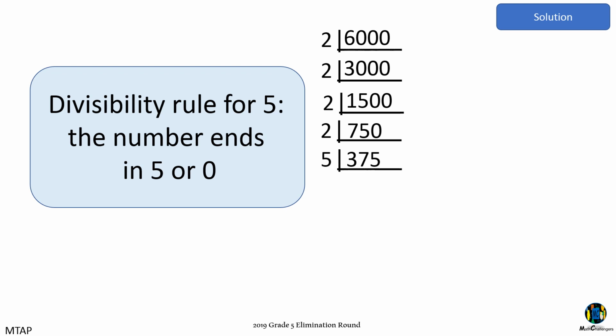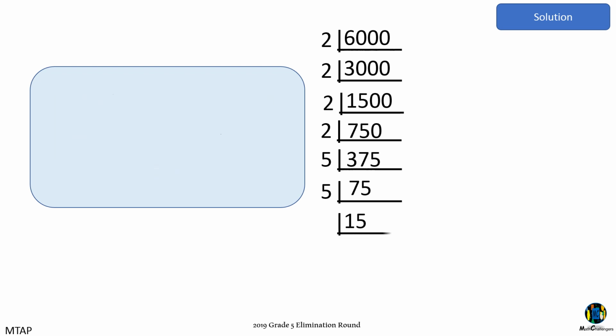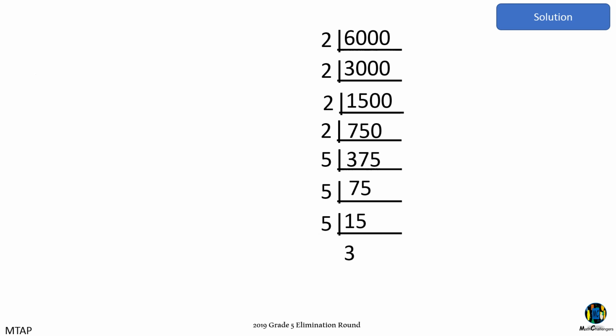375 divided by 5 is 75. 75 divided by 5 is 15. 15 is still divisible by 5, so let's continue dividing by 5. 15 divided by 5 is 3. 3 divided by 3 is 1.